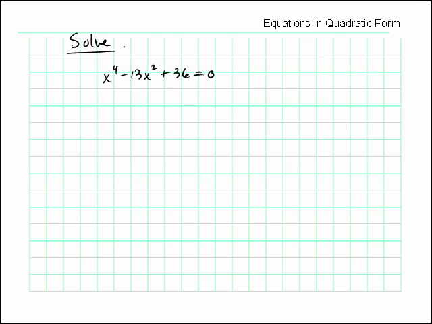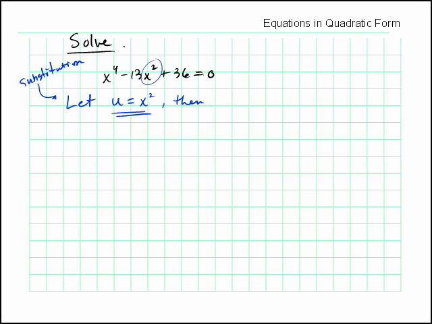I can make it quadratic by making a substitution. I'm going to introduce the variable u. Some books use z, but I'm going to use u in this case. Let's let u equal x squared right here. Now, if u equals x squared, then I get to replace this x squared with u.